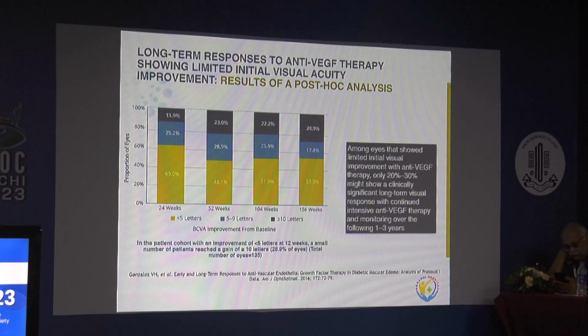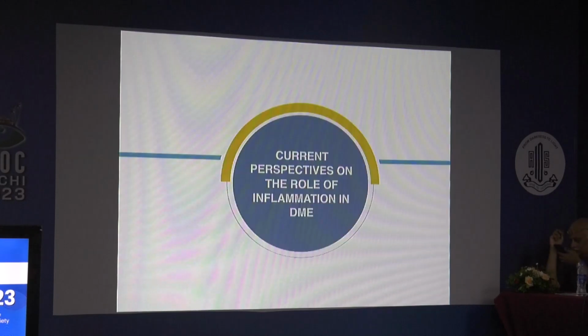So, long-term responses to anti-VEGF therapy. Among eyes that showed limited initial visual improvement, that is less than 5 letters, only 20 to 30% might increase in visual acuity over long-term anti-VEGF therapy, following around a 3-year or 4-year follow-up period.